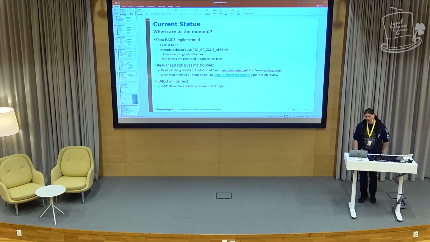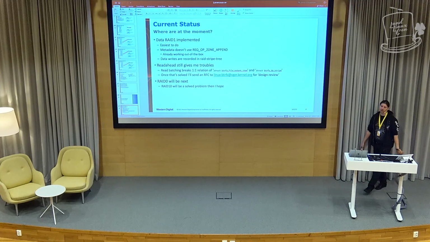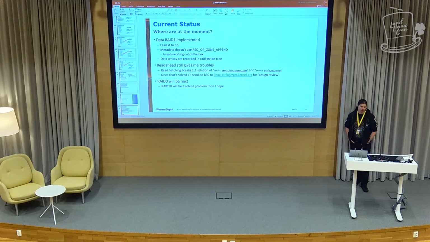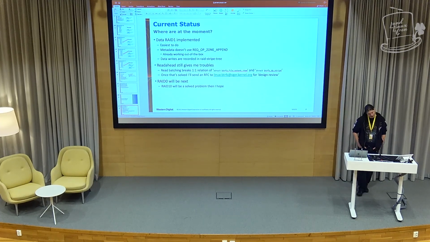Read ahead still gives me some troubles because read ahead is trying to batch consecutive on-disk extents, but the translation might not always be correct, so it gives me checksum errors. I think that should be solvable within the next week. Then RAID 0 will be next. And once RAID 0 and RAID 1 work, I hope RAID 10 just falls into place. So fingers crossed.